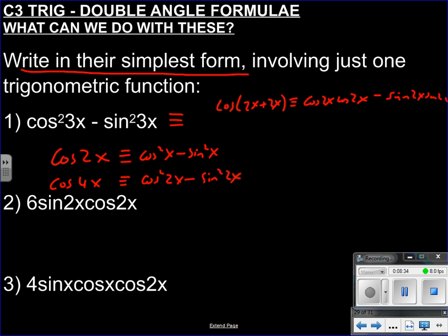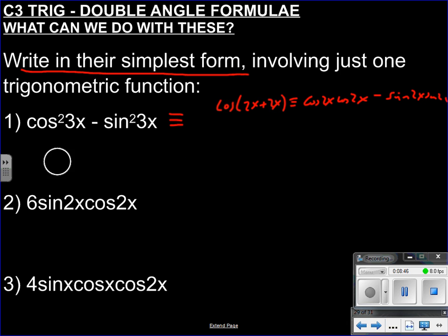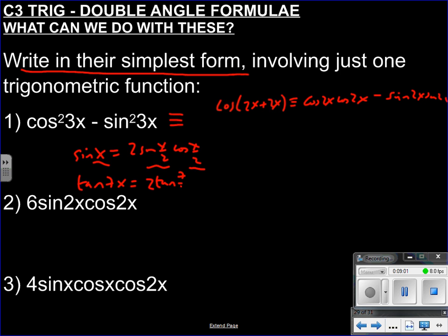Do you see? This is why it's also called the half angle formula, because the angle there is always halved. You could call it double angle or half angle depending on your perspective, okay? So I could write sine x as 2 sine x over 2 cos x over 2. Do you see? The angle is halved. I could write tan 7x as 2 tan 7x over 2 over 1 minus tan squared 7x over 2. That angle in there is always halved.